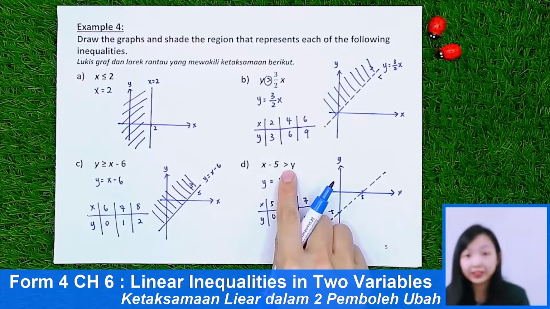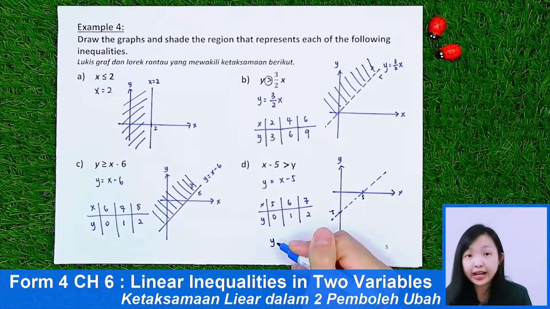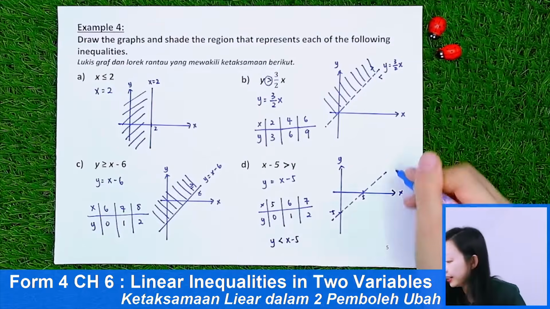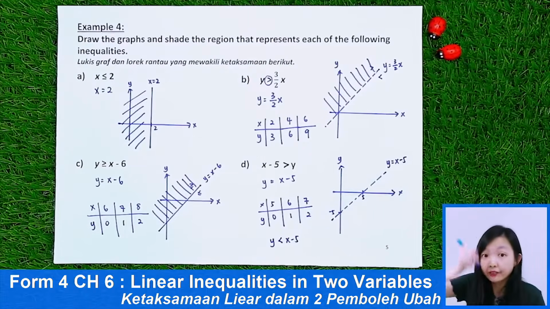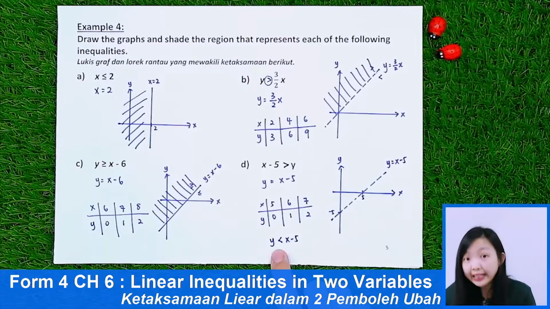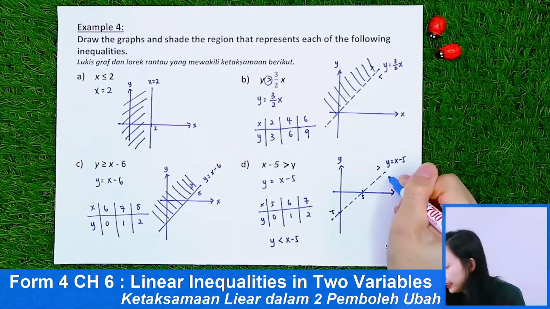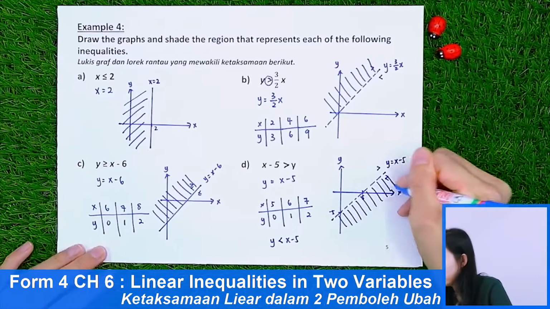Because it's smaller. The smaller sign is pointing to y. So the area that I need to draw is y smaller than x minus 5. This line is y equals x minus 5. And I have to check the region which is y smaller than x minus 5. So here is greater, here is smaller. So this is the part that I want to find.